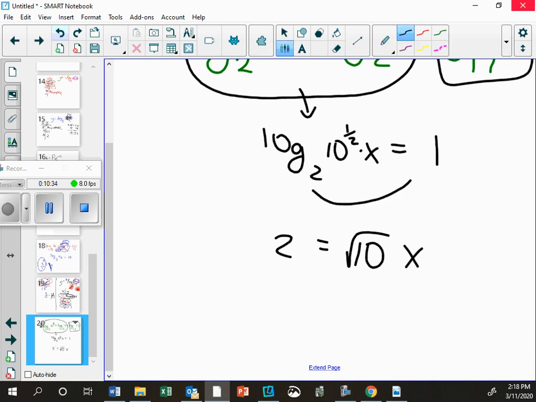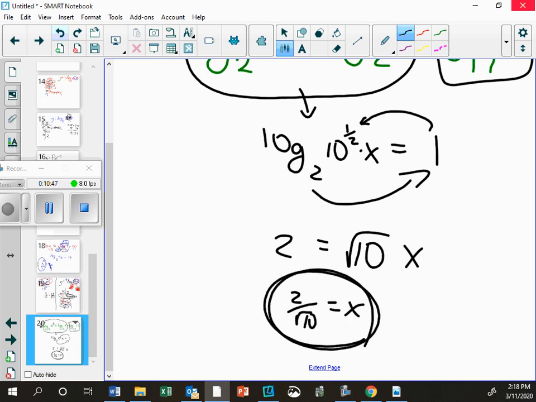So that was this to the this equals that. 10 to the 1/2 is the square root of 10. Final answer, 2 over the square root of 10. That was a pretty tough one. Any questions on that one?